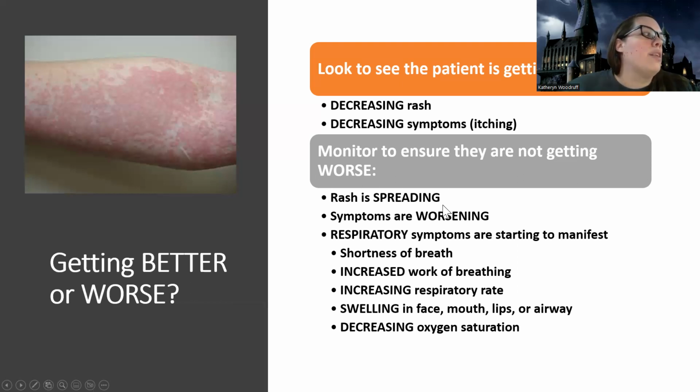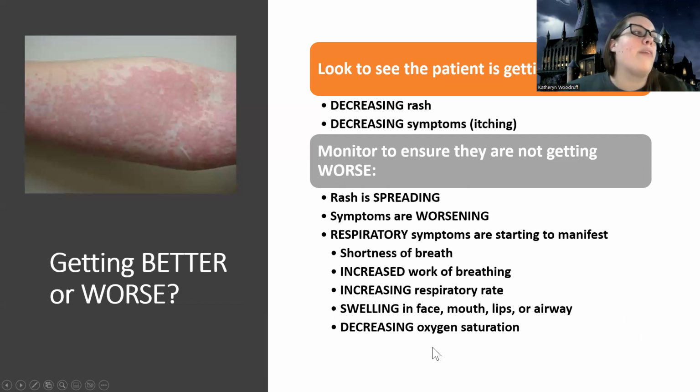So what do you look for? They're getting worse if their rash is spreading. So if it's spreading to other areas of their body or getting bigger, if their symptoms are worsening. And then the biggest one here is going to be the respiratory symptoms. If they're starting to have airway symptoms, it's starting to become a systemic reaction versus a local reaction. So things I would look for is shortness of breath, increased work of breathing. So if they're using some of those accessory muscles, increased respiratory rate, if they're starting to have swelling in their face, mouth, lips, or other areas of their airway, or if their oxygen saturation is decreasing.